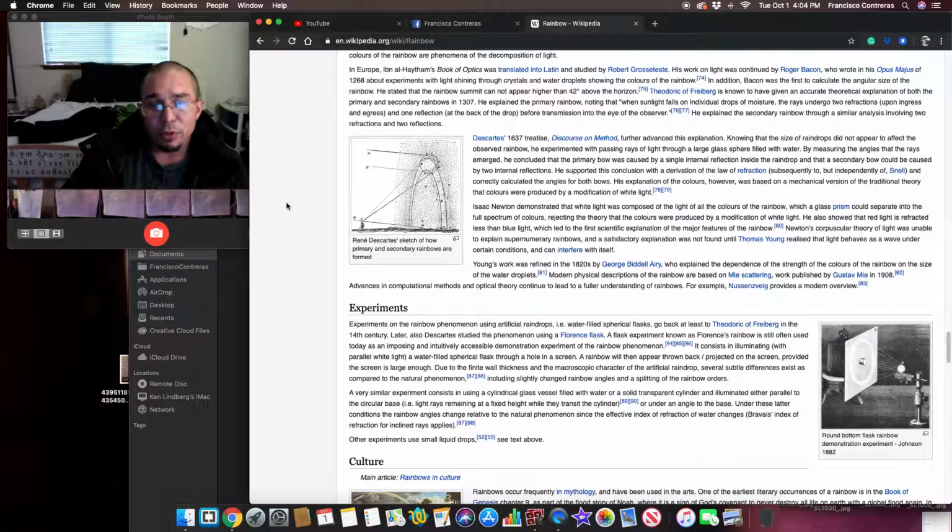Advances in computational methods and optical theory continue to lead to a fuller understanding of rainbows. For example, Nussenzveig provides a modern overview.